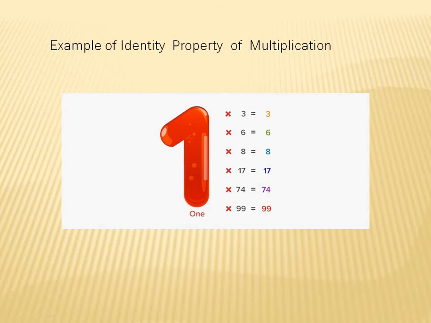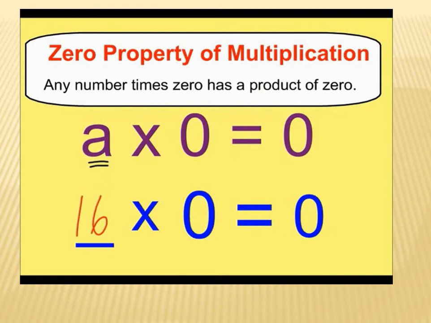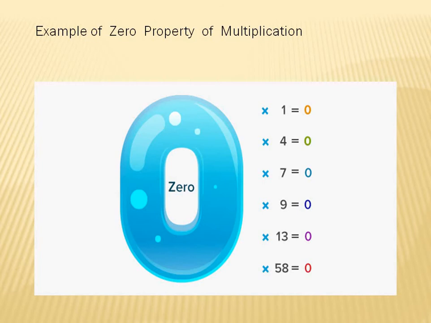Move to the last property of multiplication. Here we have the last property, zero property of multiplication. Any number times, here children, don't get confused with the name times. Multiplication is also sometimes called times. Any number times 0 has a product of 0. A number here is 16 multiplied by 0. The product is 0.